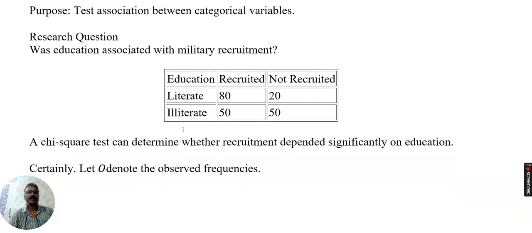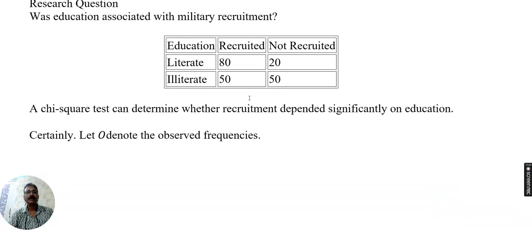In the military, many illiterate persons are also recruited, as barber, cook. They also need such kind of people, the cook, the barber. So education does not matter, only their quality matters. In that case, we can apply the chi-square test. The chi-square test can determine whether recruitment depends significantly on education, or in other words, whether there exists any relationship between education and recruitment in the military.